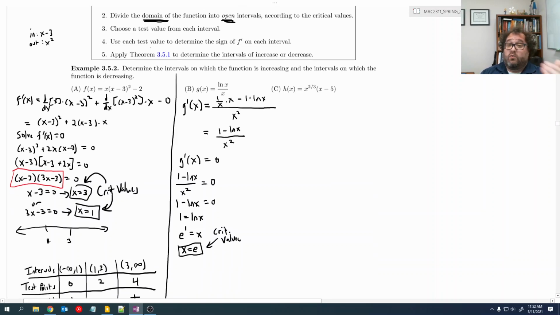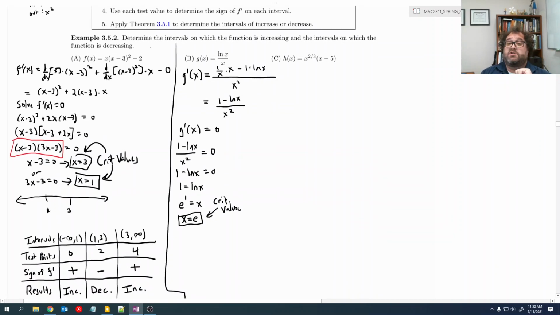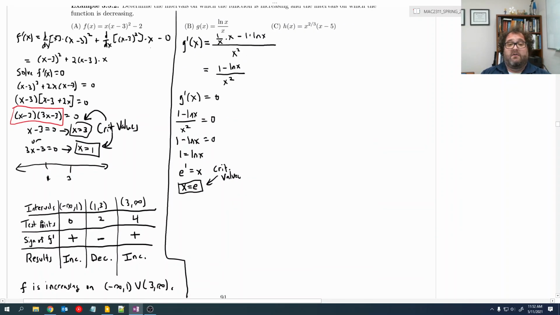Now, that means you have to recognize the domain of the function. What is the domain of g? A lot of students just always default to all real numbers, negative infinity to infinity, kind of like example A. But natural log x over x does not have domain all real numbers. It has domain 0 to infinity, positive numbers.